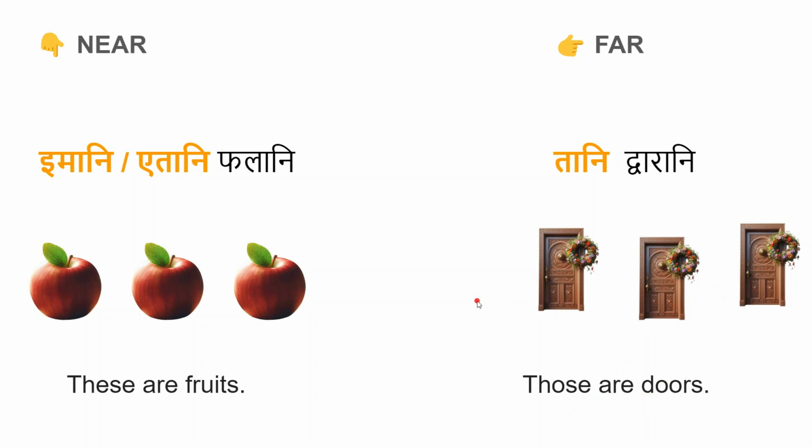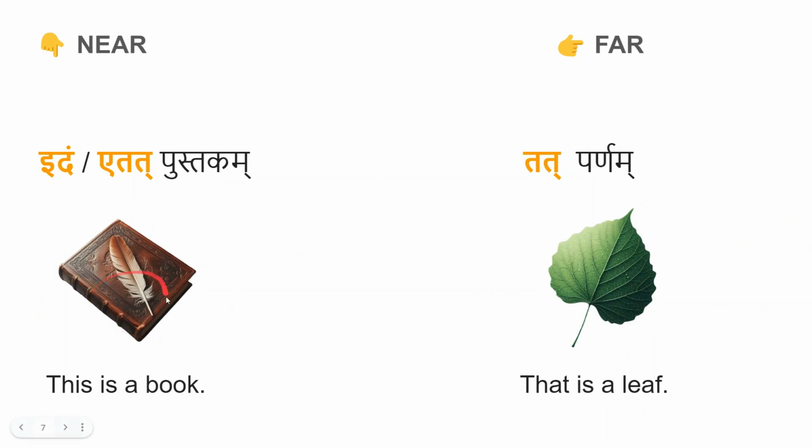Let us look into some more examples. You can see there's a book here close to me, and there is a leaf away from me. This is a book, that's a leaf. Idam pustakam. Oh, I can say etat pustakam. When the leaf is away from me, I can say tat parnam.